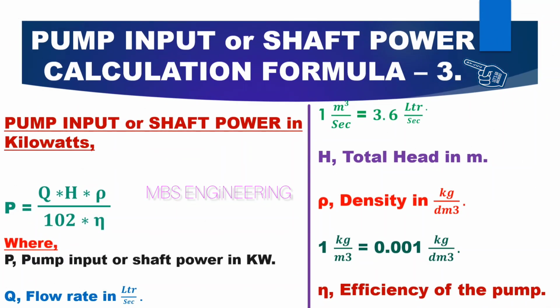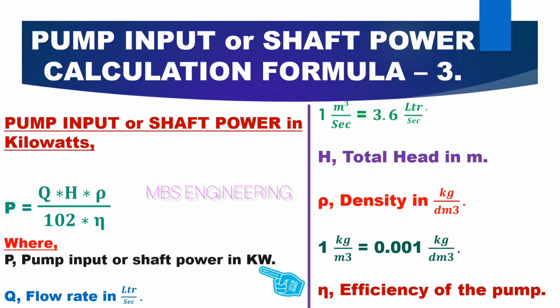Next, we will learn the third formula for pump input power or shaft power calculation. Next, the formula for pump input power or shaft power calculation in kilowatts. P is equal to Q into H into rho, the obtained value is divided by 102 into eta.